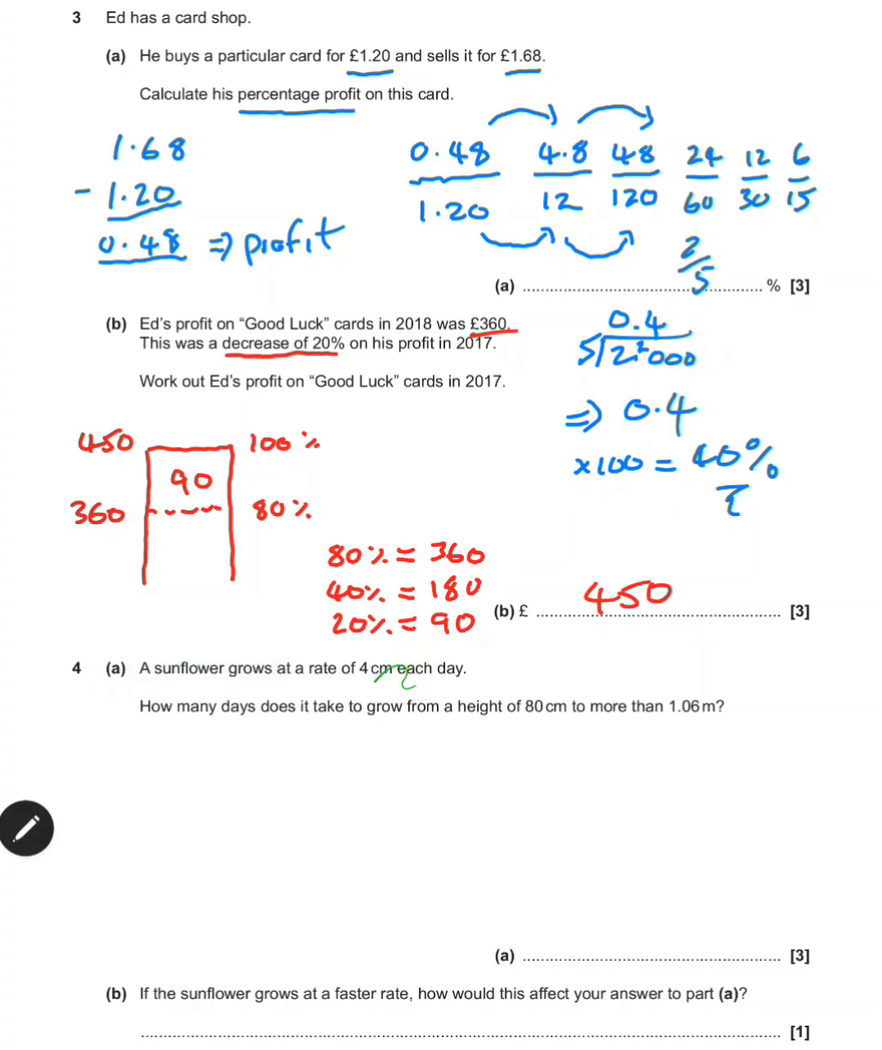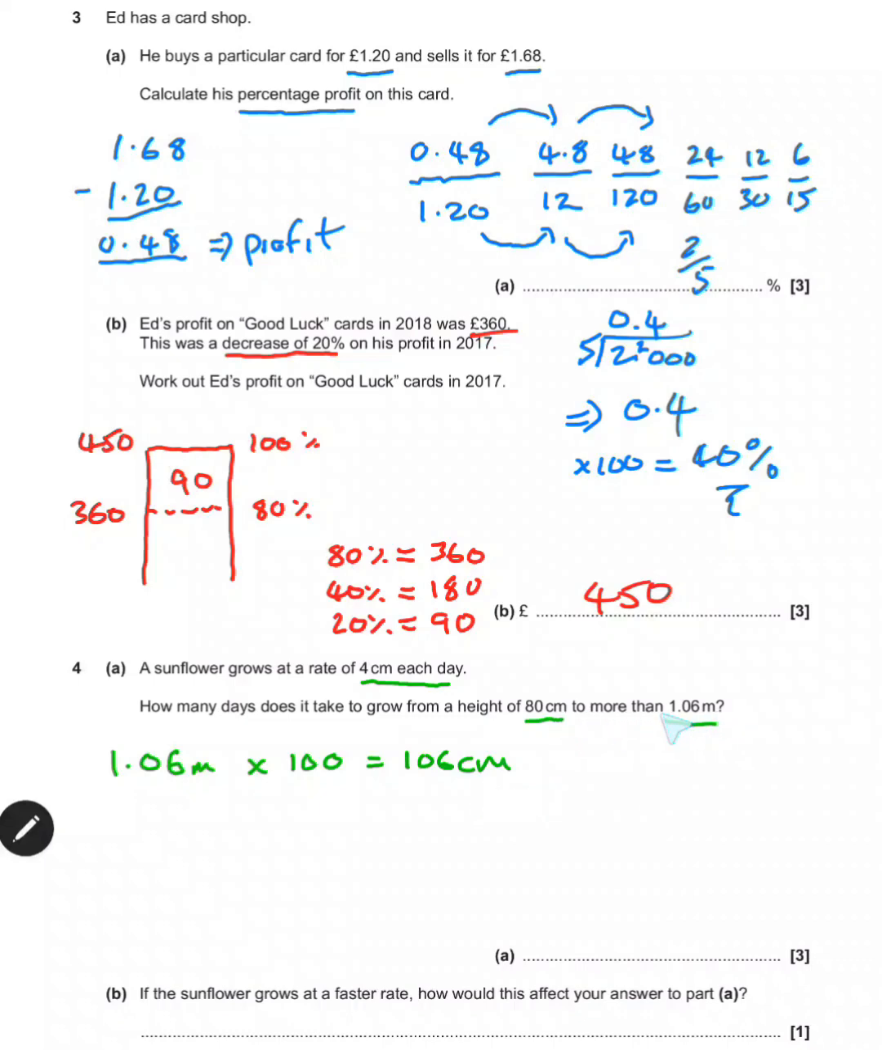Question 4, we're talking about a sunflower growing 4 centimetres every day, and it says how many days to grow from 80 centimetres to 1.06 metres. Problem straight away, we've got different units, so let's get those consistent. 1.06 metres, to change to centimetres we're timesing by 100, and that's just going to move this decimal point 2 places, so we've got 106 centimetres.